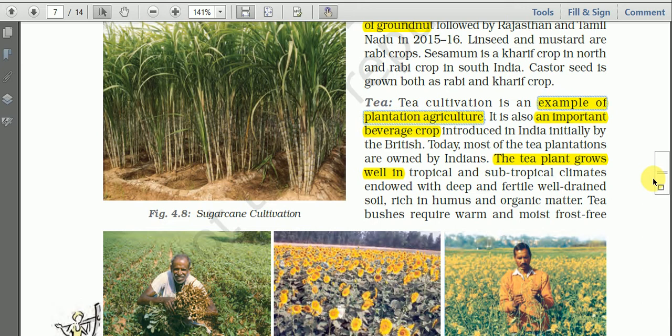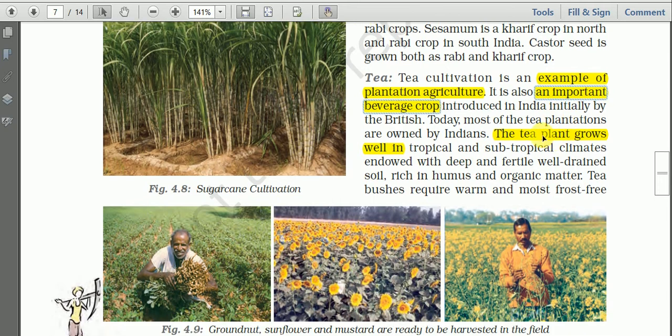Tea cultivation is an example of this tea plantation agriculture. As you know, it is an important beverage crop. That means a drink. It was introduced in India initially by the British in the Assam area. But now tea plantations are owned by Indians.